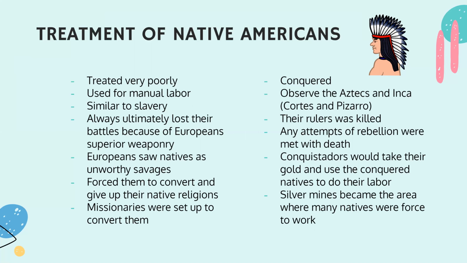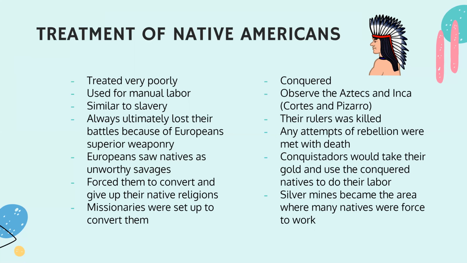And some Native Americans would try to fight back, and they would try to claim their land back, but they almost always ultimately lost their battles because of European superior weaponry. So one big advantage that the Europeans had is they had gunpowder. Gunpowder gave them guns, it gave them cannons, and no matter what you have, if you only have bows and arrows and human firepower, you cannot beat a gun or any gunpowder weaponry.